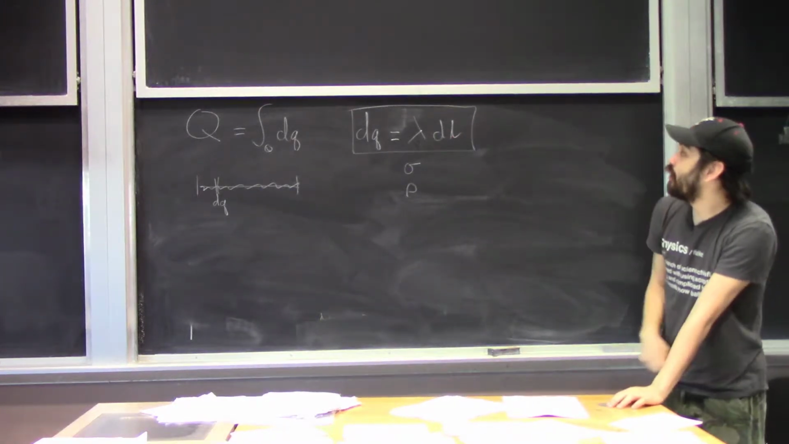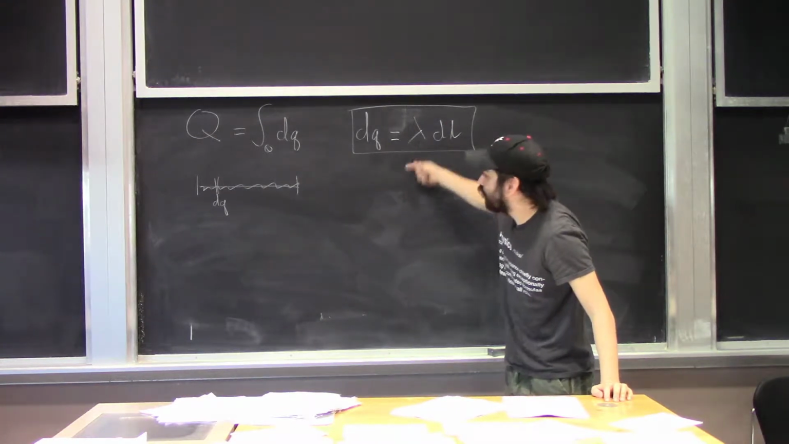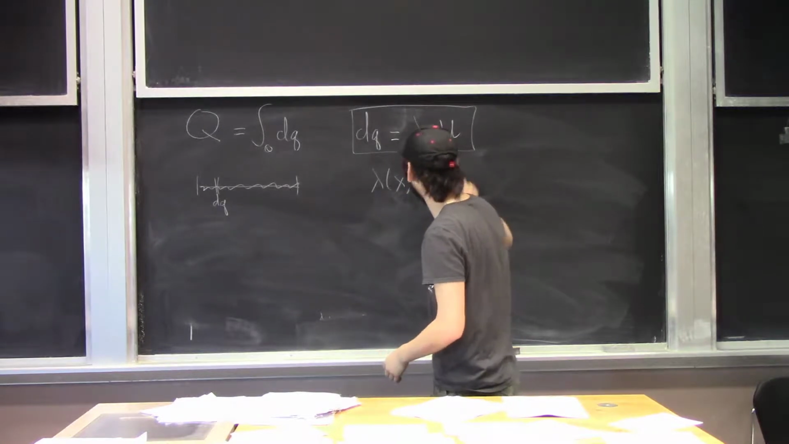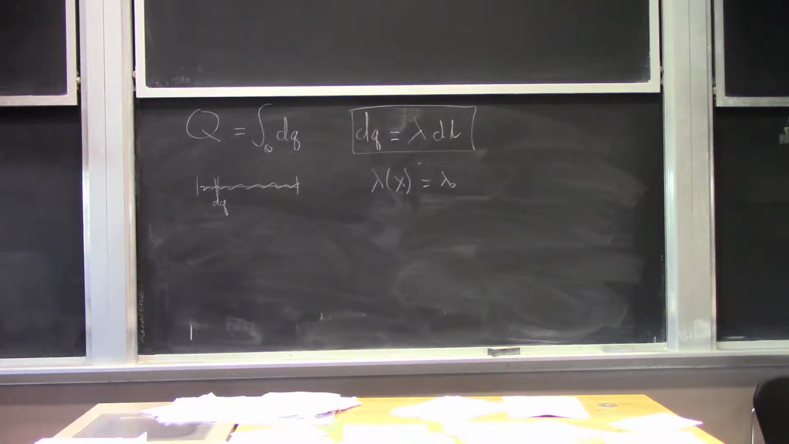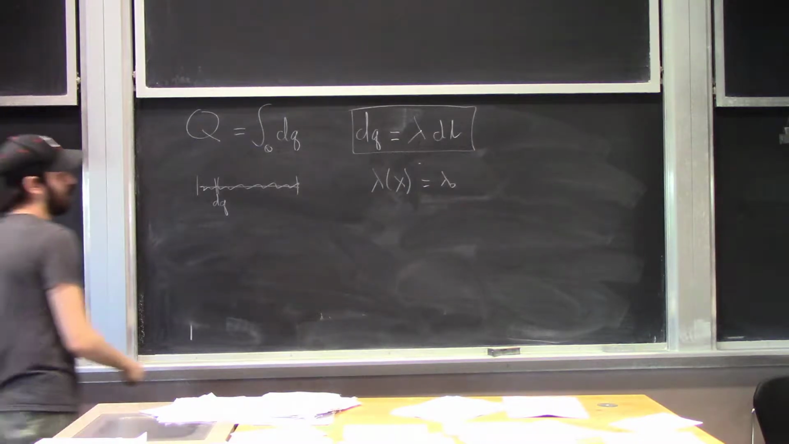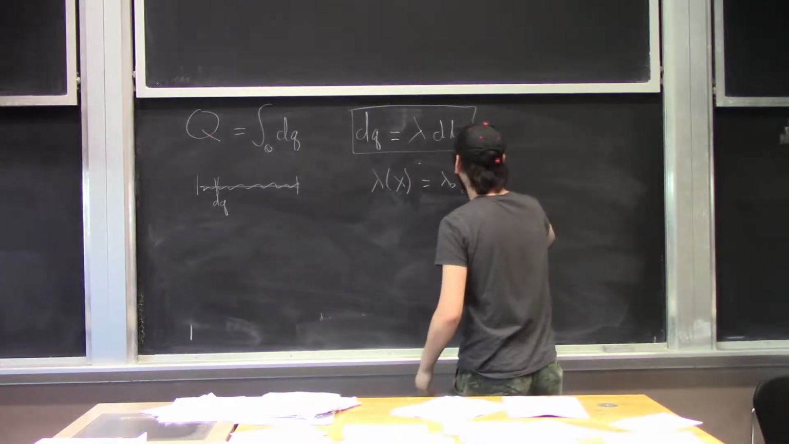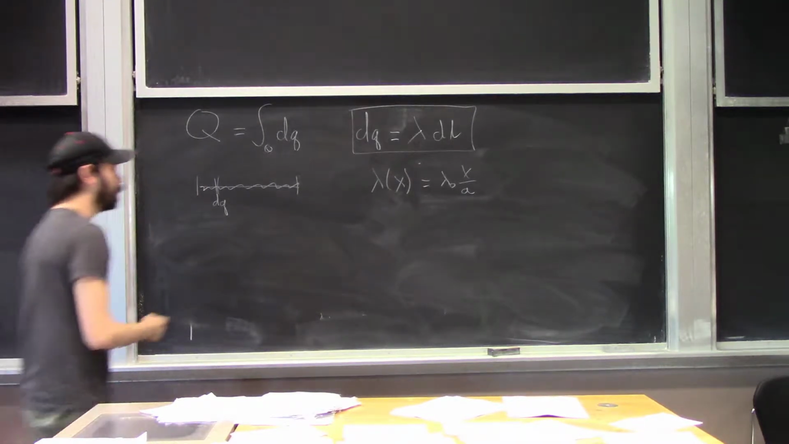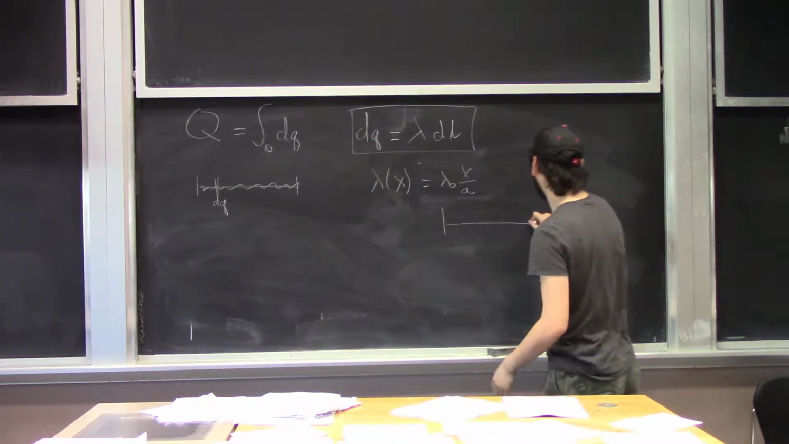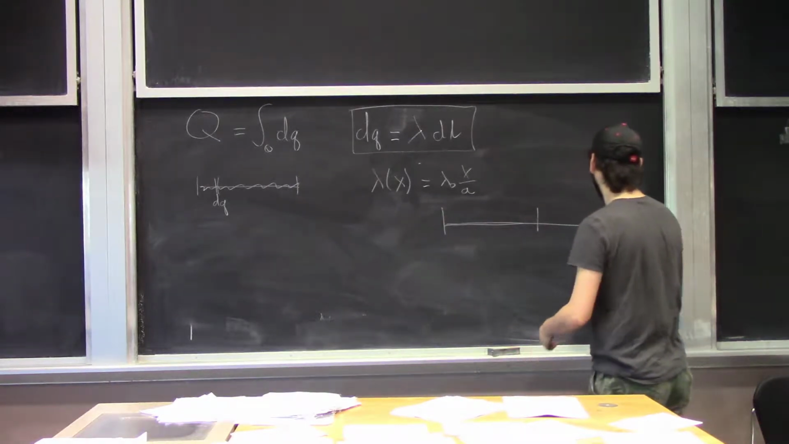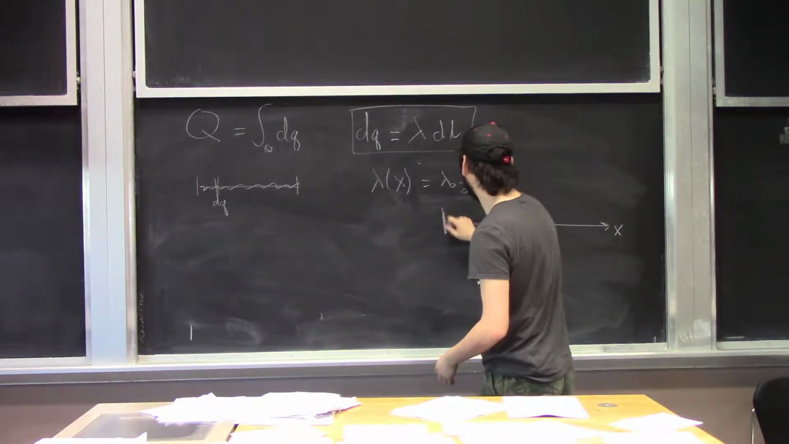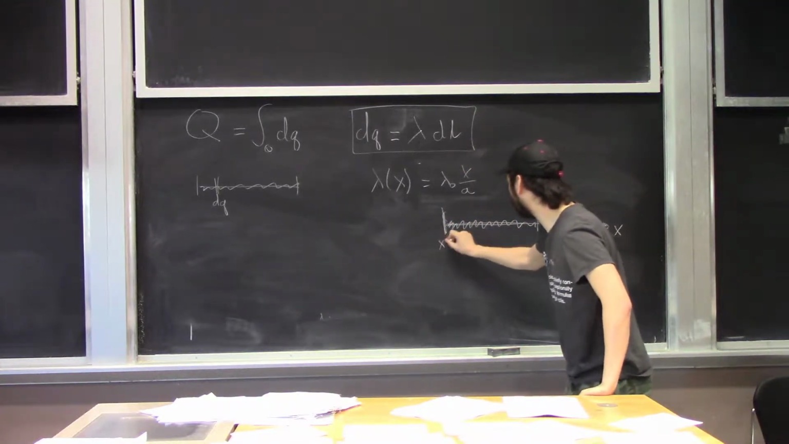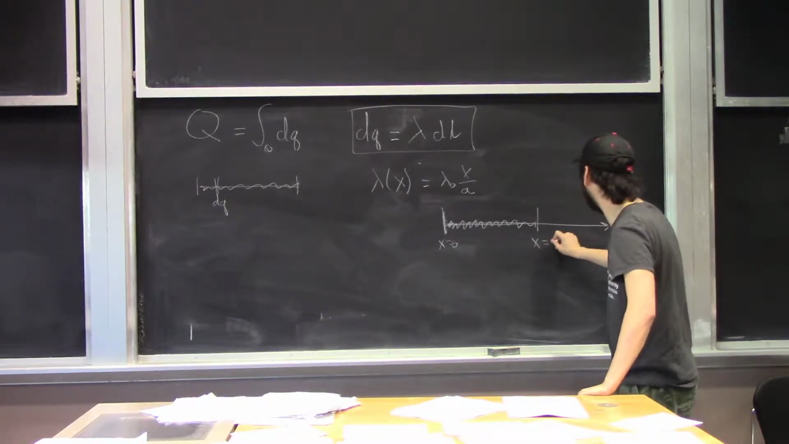But for now, the example that I have here was I wanted you to find some total charge. If I tell you that lambda as a function of x is going to be equal to lambda 0 x divided by a, and that this charge is spread presumably from x is equal to 0 to x is equal to a, we could draw what this looks like. This is the positive x-axis, and we have this charge that's spread here from x is equal to 0 to x is equal to a.